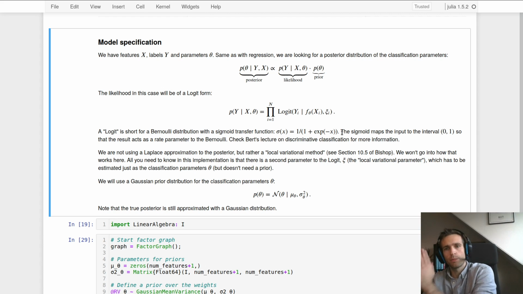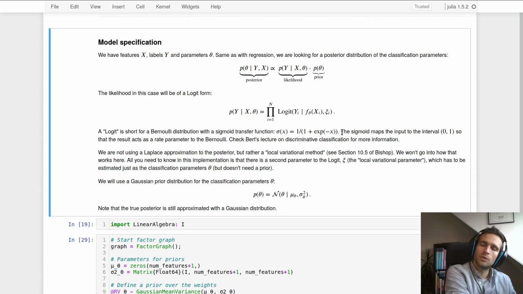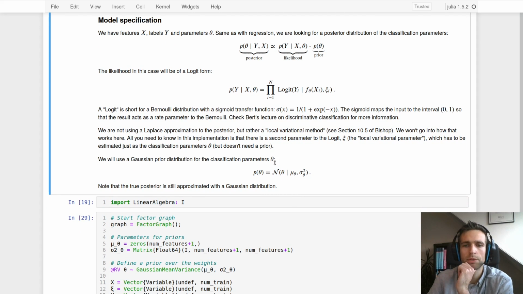doing the same thing. We still have a prior p of theta, and then we have a likelihood where we take a linear function of classification parameters theta and covariate x, map that into a sigmoid transfer function, and then feed that into a Bernoulli distribution. But specifically how we're going to approximate the posterior, that involves this local variational method. So we still have this Gaussian prior on the classification parameters, and that's the same as with regression. And note that this local variational method will also produce an approximation with the Gaussian distribution for the posterior.